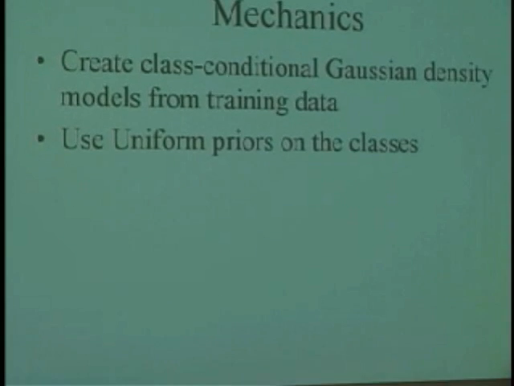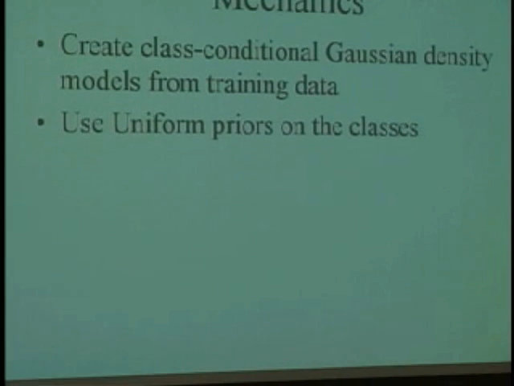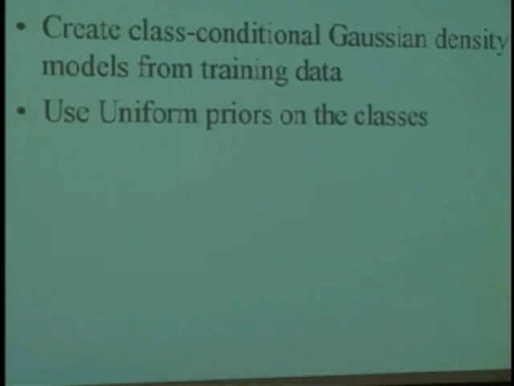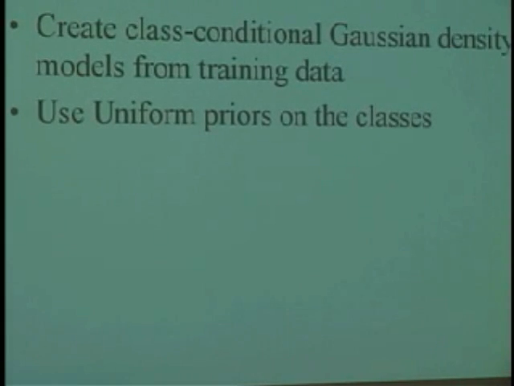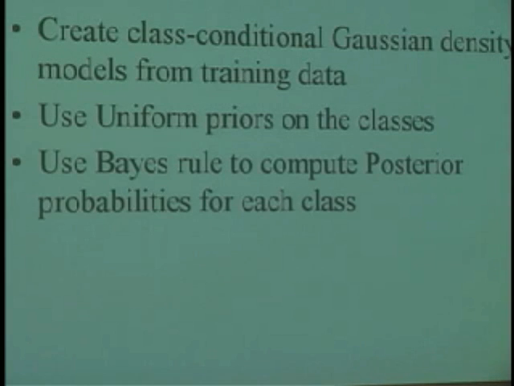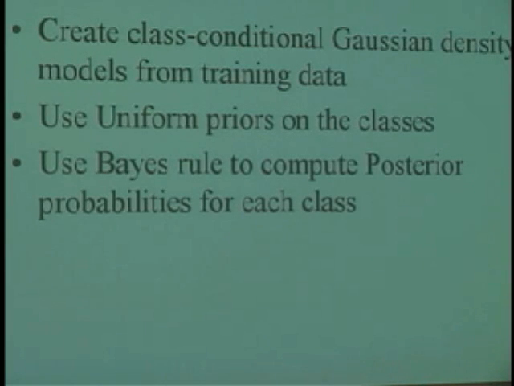Okay, so for our lab, we're going to use uniform priors on the classes. So if we've got 3 classes, we'll just say that P of gamma i is always going to be 1/3. All right, and then we're going to use Bayes' rule, the formulation of Bayes' rule from 2 slides ago. We'll use that to compute the posterior probabilities, gamma i given x.